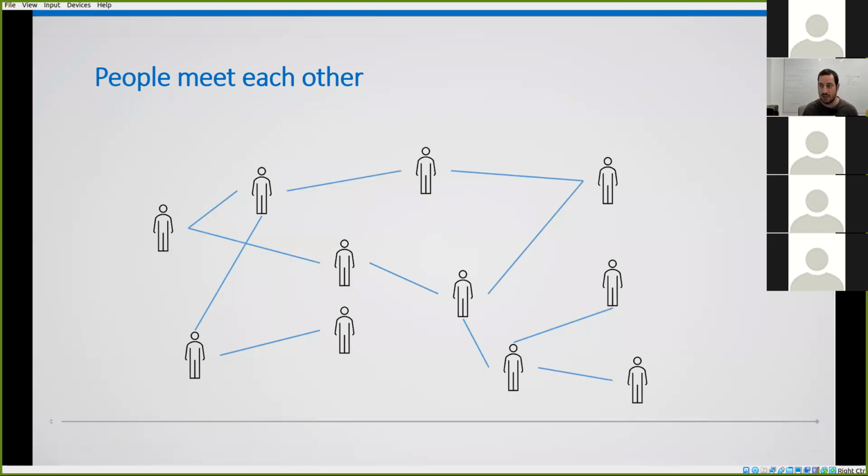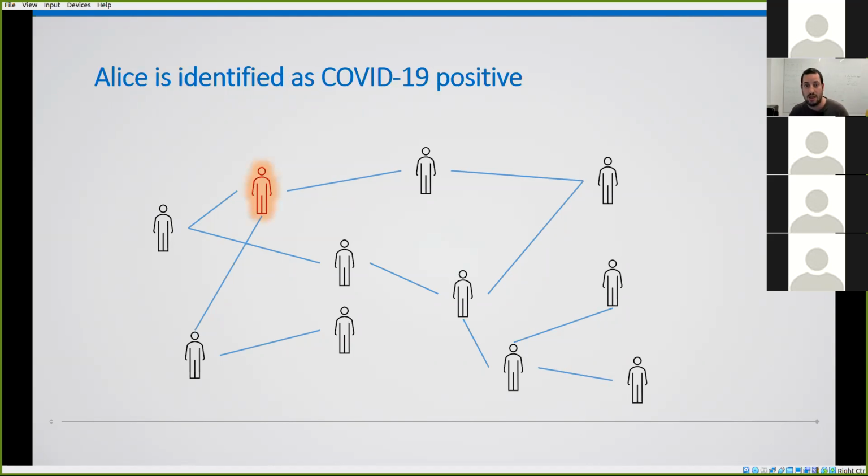As computer scientists, we usually like to model things as graphs. So this is what we're going to do here. We say there are people in the world, and those people meet each other. At some point, one of these people, in this case Alice, might be identified as COVID-19 positive. And our goal is to be able to notify all of the people that are connected to Alice in the graph, and they're connected if they've been in close proximity under some definition.